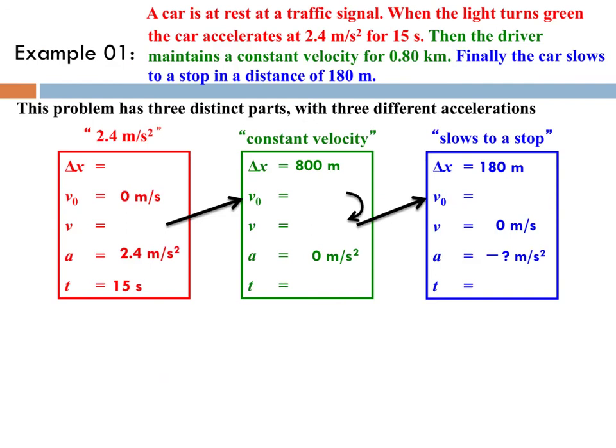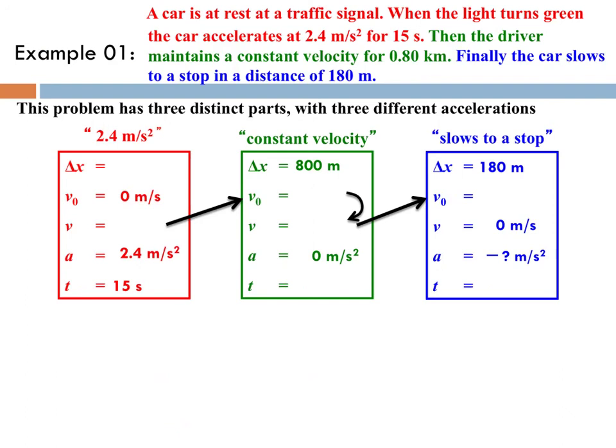So just to give you an idea of the kind of problem that we're going to see in class. It says a car is at rest at a traffic signal. When the light turns green, the car accelerates at 2.4 meters per second squared for 15 seconds. Then the driver maintains a constant velocity for 0.8 kilometers. Finally, the car slows to a stop in a distance of 180 meters. So here, I color coordinated that you can see we have 3 different parts to this problem.